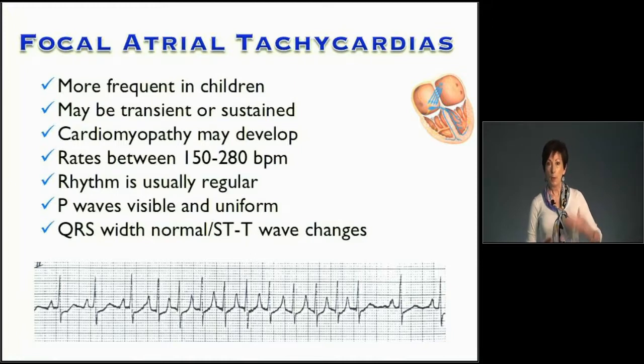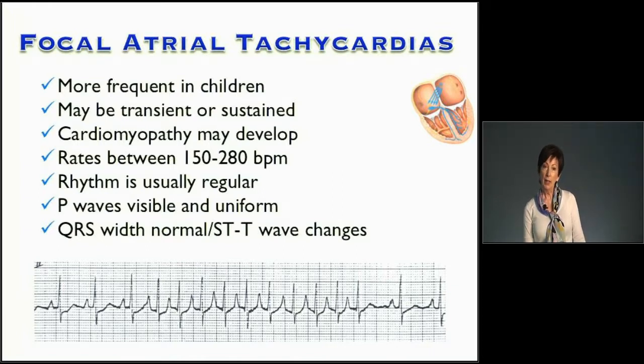It's just multiple PACs in succession that are occurring at a rapid rate of over 100, but typically in between that range of 150 to 280. And then there's, again, the 2 normal sinus beats. So it suddenly started and it suddenly stopped. So that would be paroxysmal atrial tach or PAT.